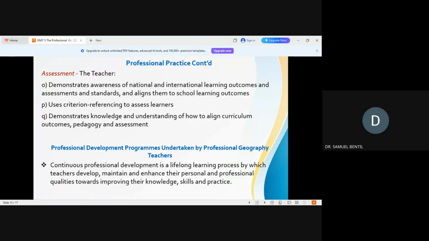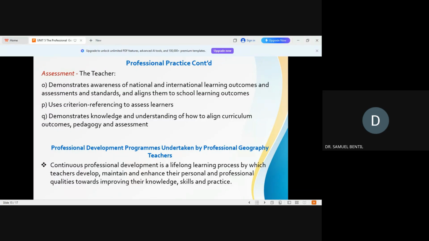You must also be able to use criterion reference to assess learners. And we all know what we mean by criterion reference, where a certain set of criteria or standards is used to measure what the learners have been able to achieve. For example, the standardized exams we do, BECE, WASSCE, the mock exams, the district mock exams, and all these activities where there is a standard of criteria used to assess. And in line with this, we are encouraging performance-based assessments, portfolios, and all these things are very important.